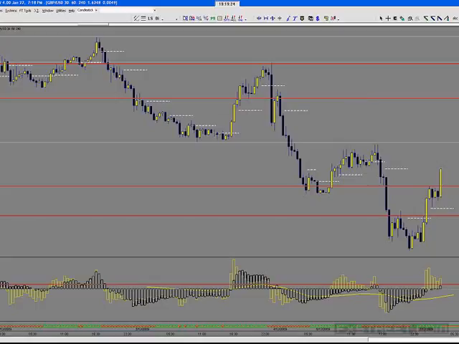Then what we need to do is find the lows. Well, this one's going to be really easy because look at this. This is a low here. So that was your support, and over here it's become resistance.